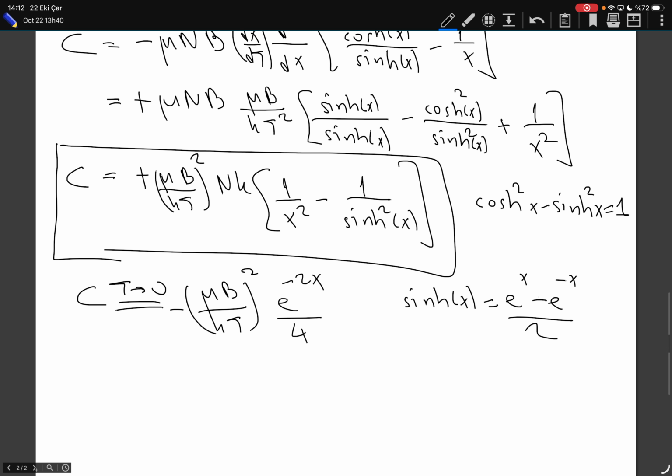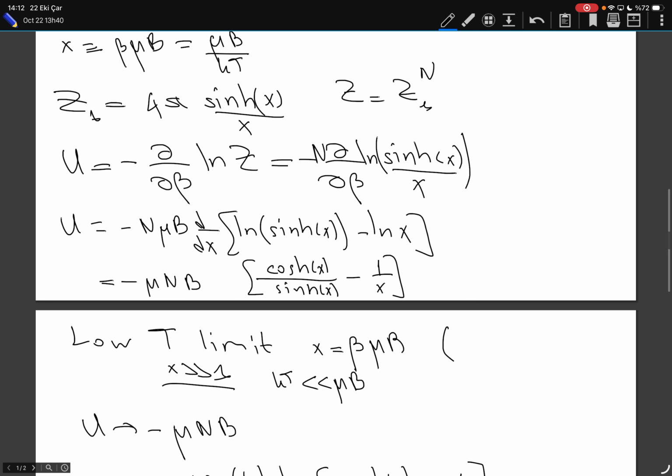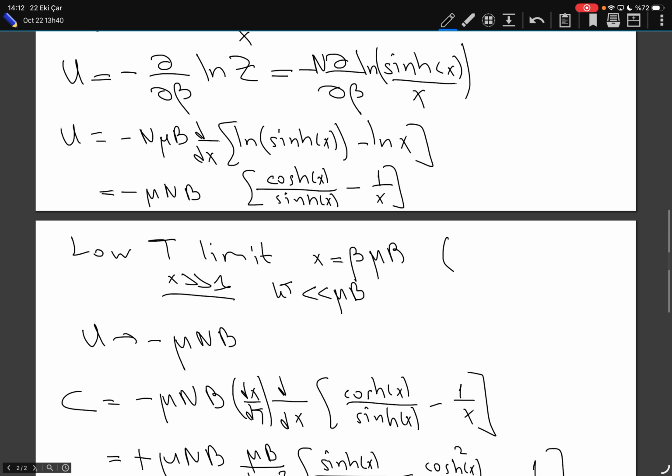There is another sign mistake somewhere. U is given by this expression, d by dx. Derivative of sine hyperbolic is cosine hyperbolic. Derivative of cosine hyperbolic is sine hyperbolic.